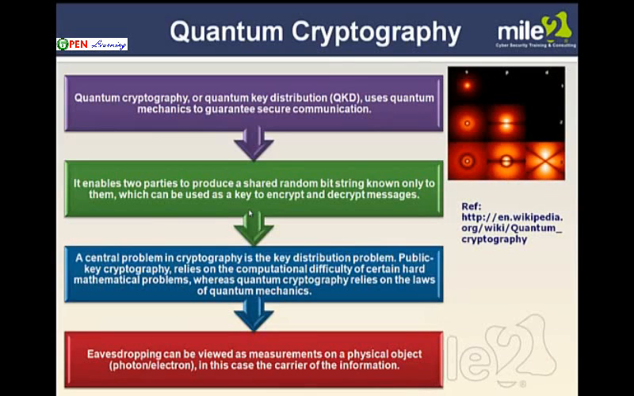There is also quantum cryptography, also known as quantum key distribution, which uses quantum mechanics to guarantee secure communication. With this, two different parties, two different people, can produce a shared random bit string known only to them, and then they use this to actually encrypt and decrypt messages. A central problem in cryptography is key distribution, and public key cryptography relies on, as they put it, the computational difficulty of certain hard mathematical problems, versus quantum cryptography, which relies on the laws of quantum mechanics. So there's some hope here.